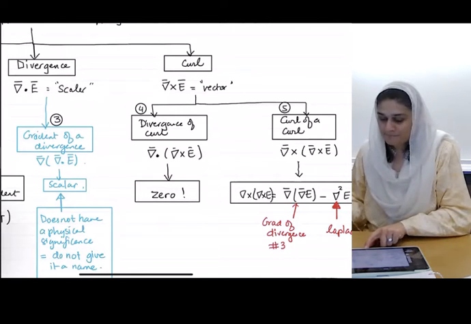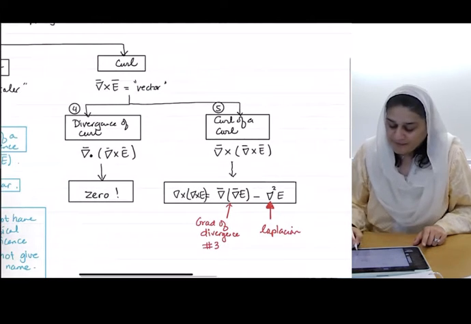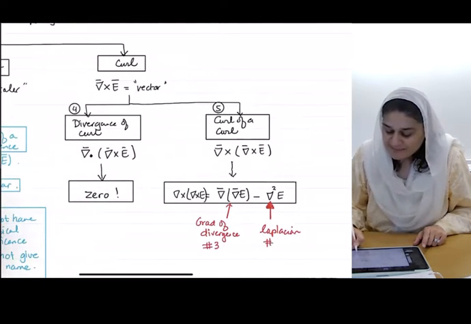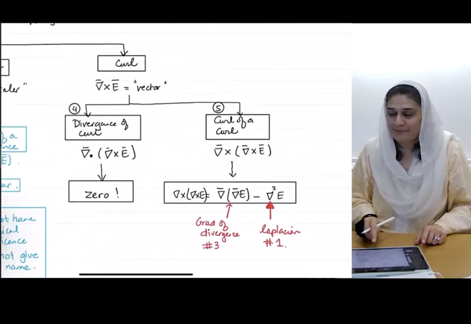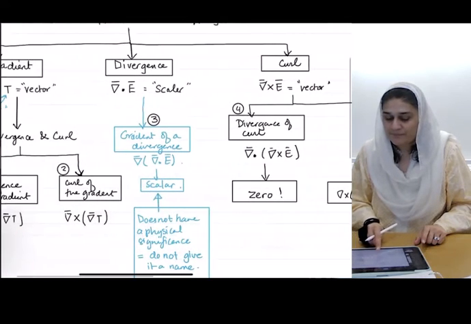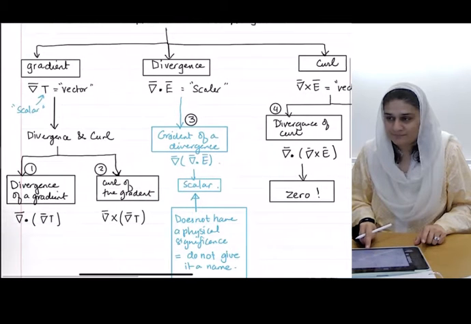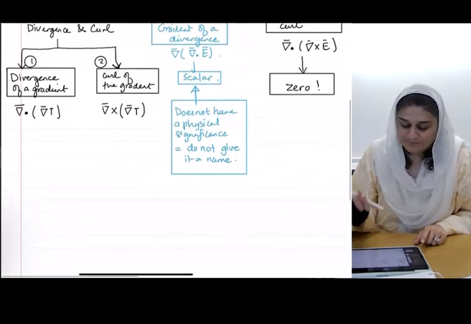Okay? Now, what is a Laplacian? A Laplacian is something that we will pick up from number 1. So I'm going to move back. Everybody look up. I am moving back to number 1. Okay? So let me explain 1 and 2.